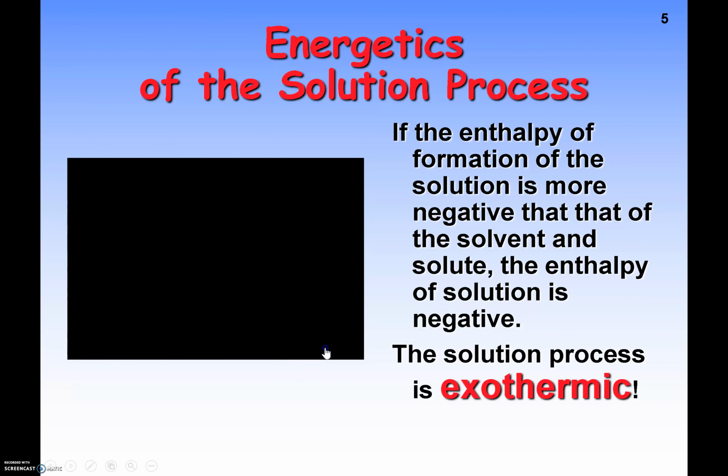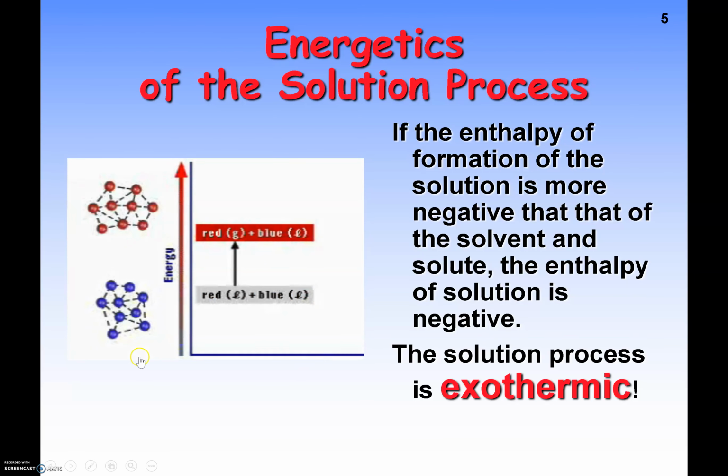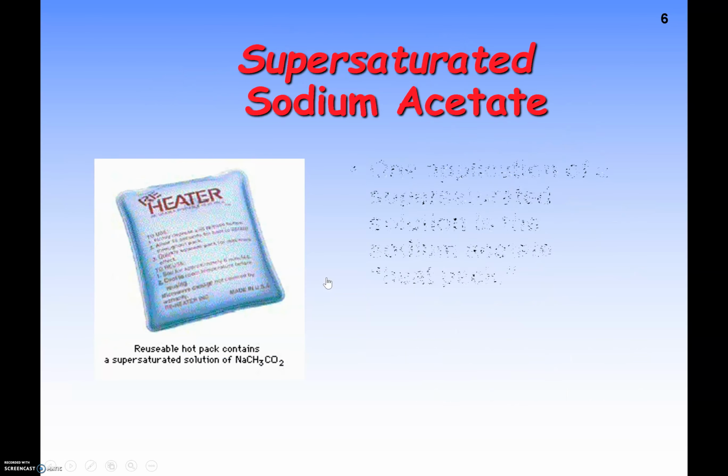So I want to go back. I can't pause it. What you saw at the very end is the fact that depending upon where this ends up, you can end up with an exothermic or endothermic process. In this example, if the enthalpy of formation of the solution is negative compared to that of the solvent and solute, the enthalpy of solution is negative, and therefore it would be an exothermic process. You don't have to have exothermic processes.